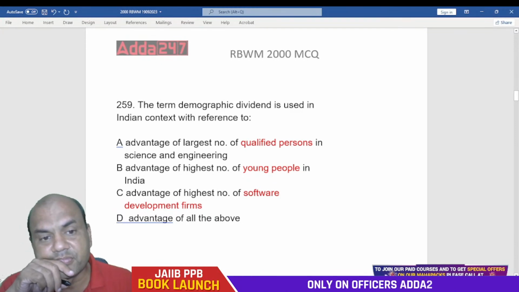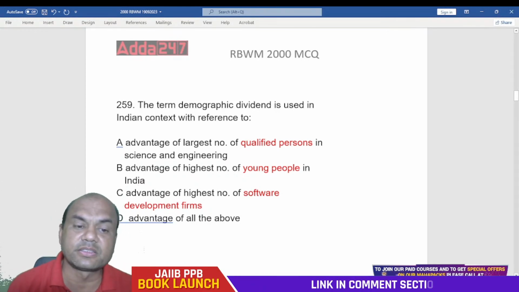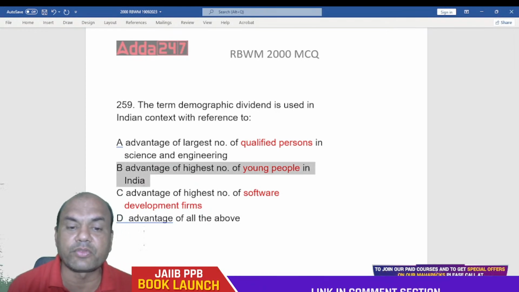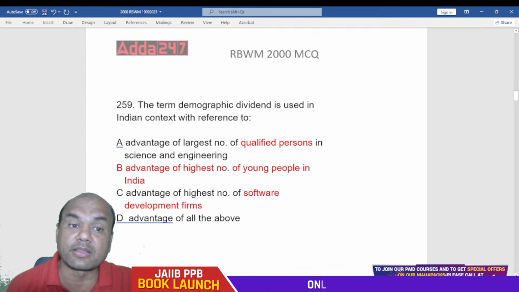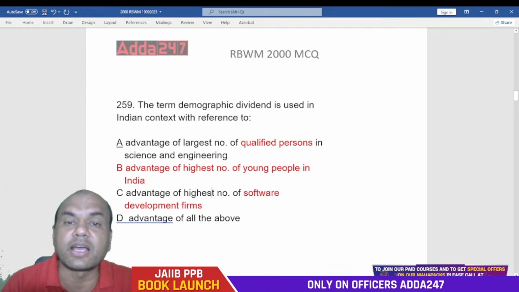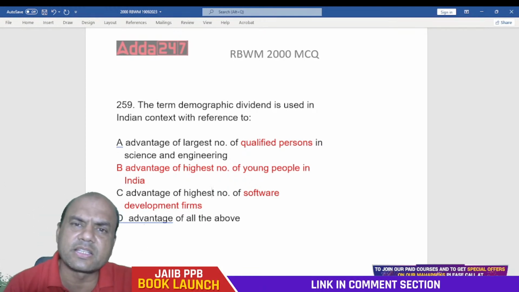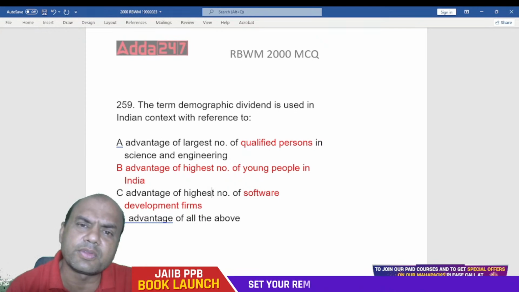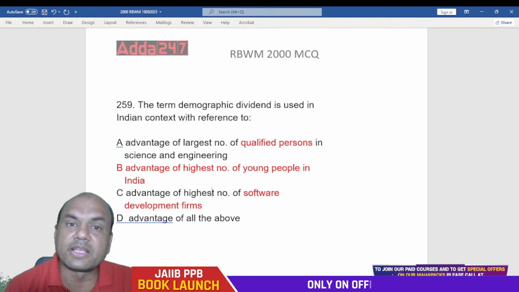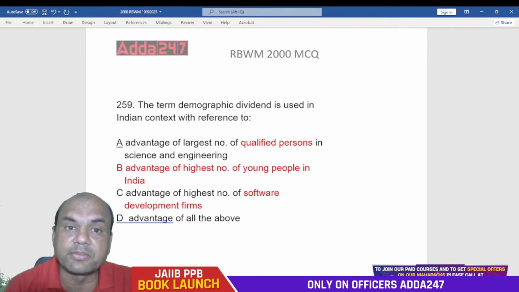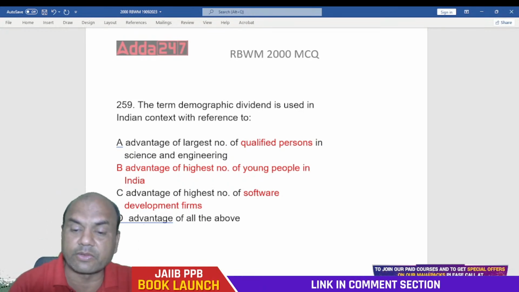Type fast in the comment section. Qualified, young or software. It is B. Highest number of young people. That is the right answer. Advantage of the highest number of young people. That is the correct answer, because India has a high demographic dividend of young persons. Do you know which country is aging now? Aging means all of them are getting old. Japan, correct. Japan is aging. Second, China is coming up in the same line. China is also aging now. So that is the biggest disadvantage to these countries.